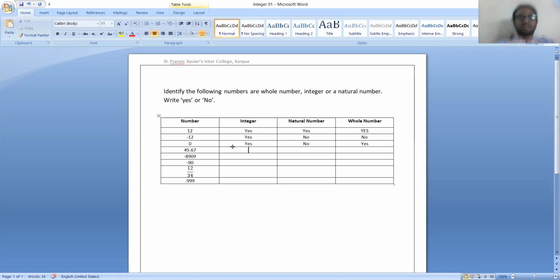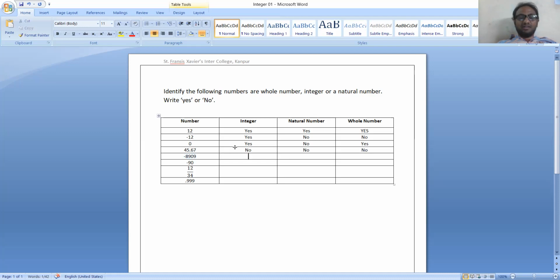Very good. Now the number written is 45.65. So 45.65 is basically a number which contains a decimal. And I told you earlier that integers contain only positive numbers, negative numbers, and zero. So is 45.65 an integer? It's a decimal number, so it will not be considered an integer. We will write no. It is not an integer. Similarly, a natural number does not contain any decimals, so it is also no. And for whole number, this is also no because they all follow the same definition.